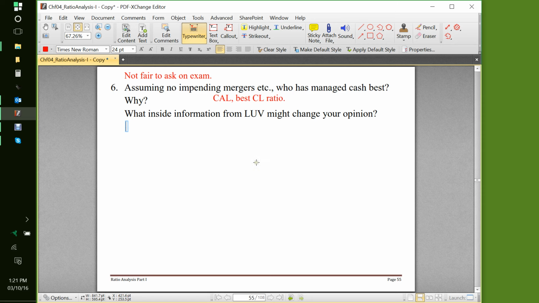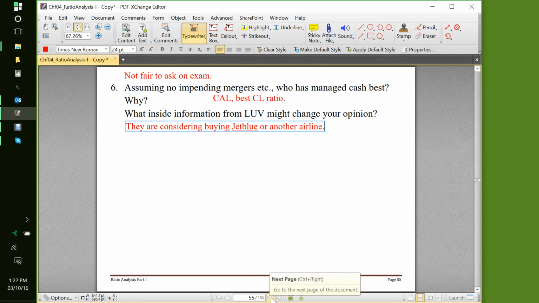So what inside information from Love might change your opinion? Something like they are considering buying JetBlue or another airline. I just say JetBlue rather than Continental because JetBlue is also not a legacy airline. I think it would be very difficult for one of the new wave airlines to buy a legacy airline and make that work.